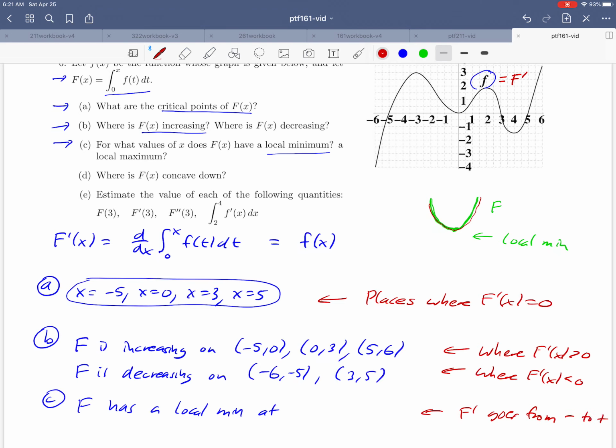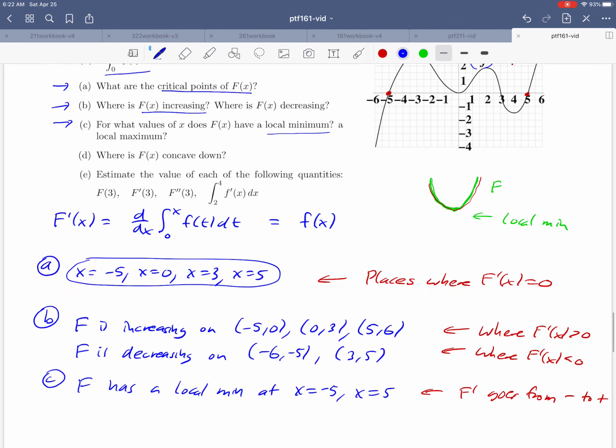So we're looking for a place where our derivative graph goes from below the x-axis to above the x-axis. Do you see any points like that? Okay, I see a couple. There's one here where it goes from below to above, and then there's another one here where it goes from below to above. Okay, and so we've got 2 points, -5 and 5, where our original function, capital F, should have a minimum.